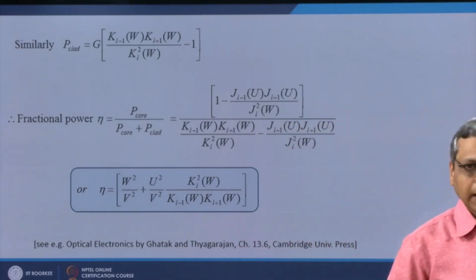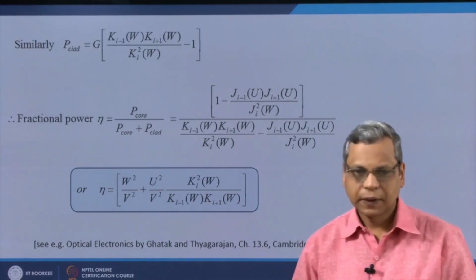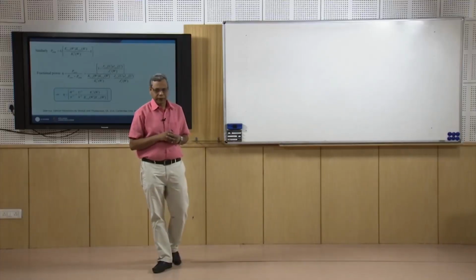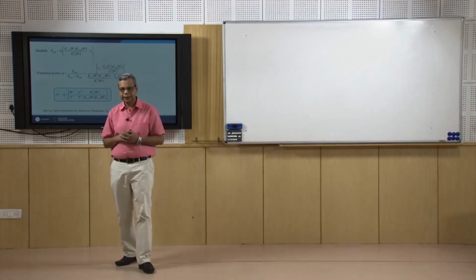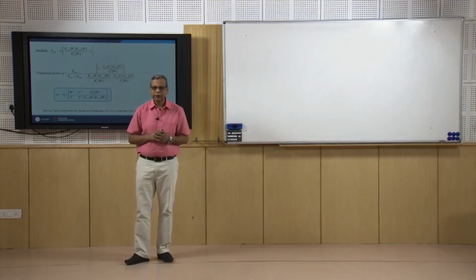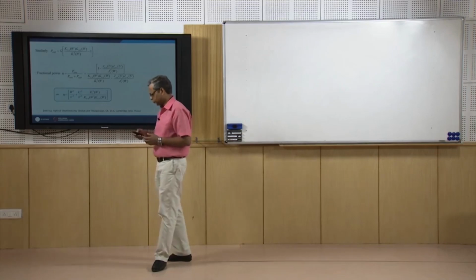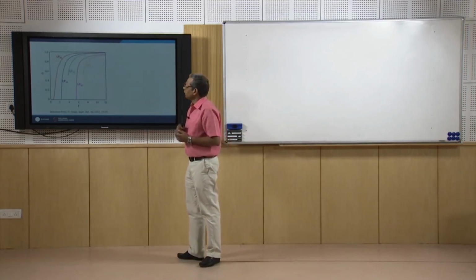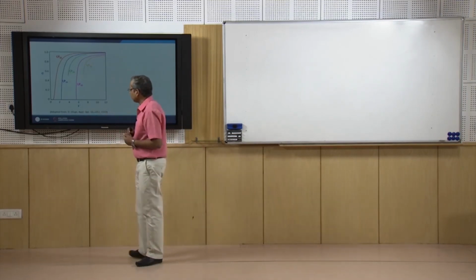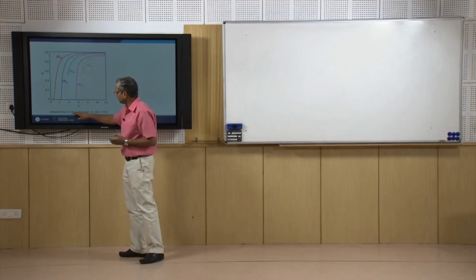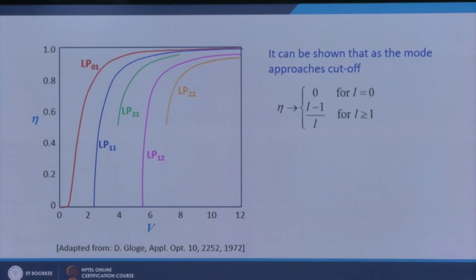Now, I am interested in how this looks when I vary the parameters of the fiber, and in this way vary the value of V, the normalized frequency, and how the power in the core and the cladding is distributed, how this distribution changes. So, for that let me plot this eta, the fractional power, as a function of V, and this has been taken from this paper. I have adopted this, so it is slightly modified.